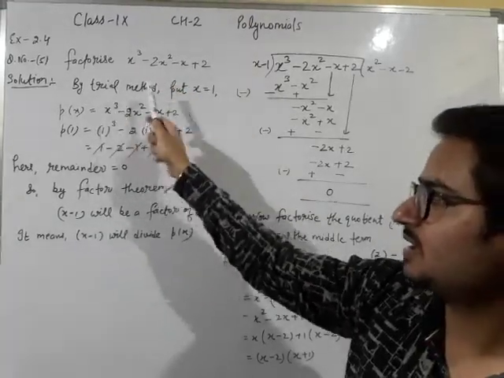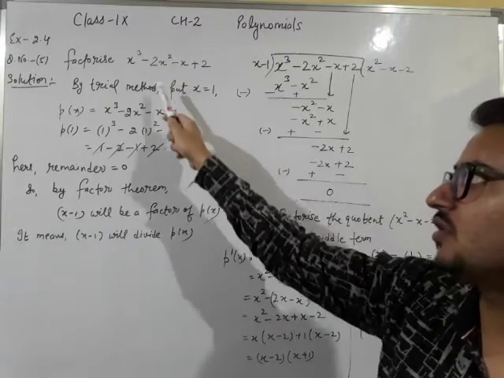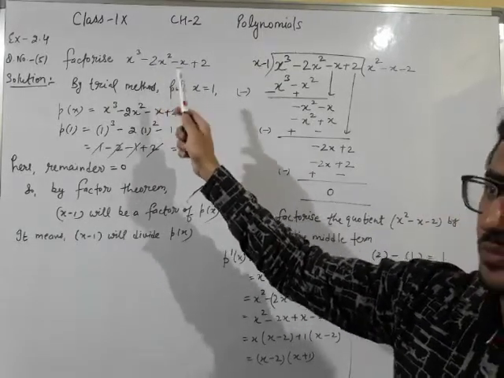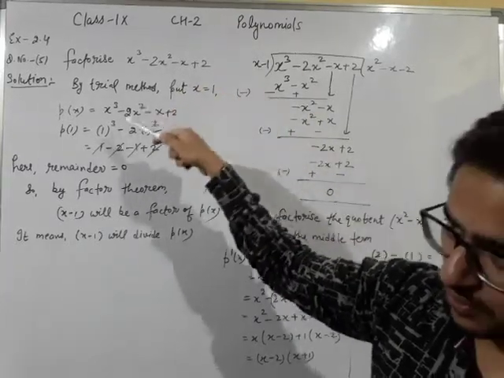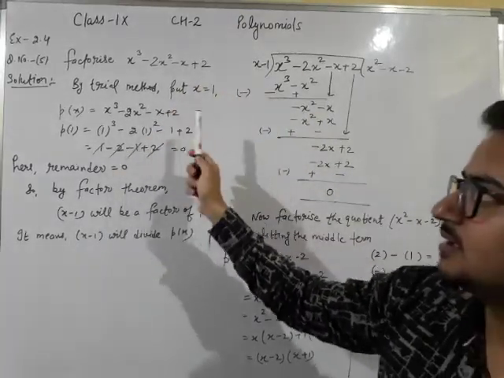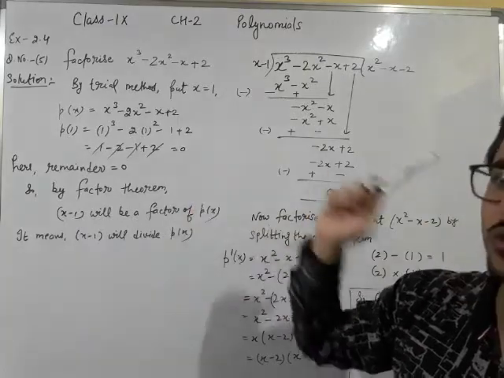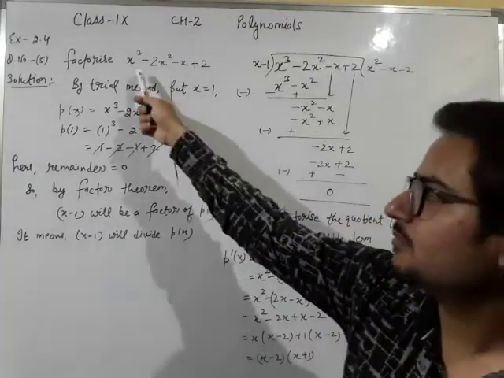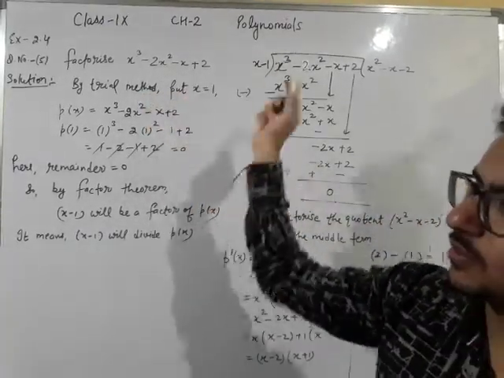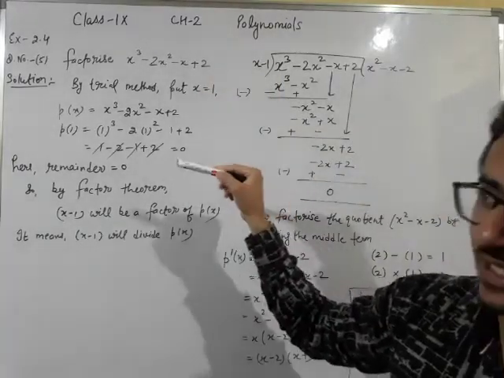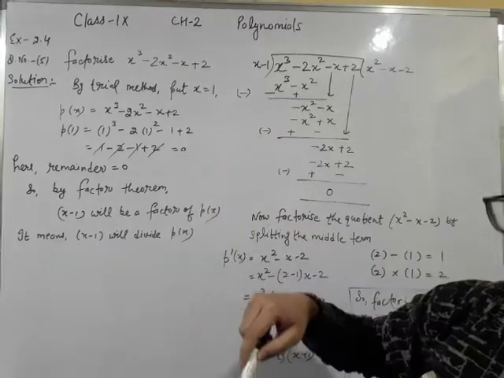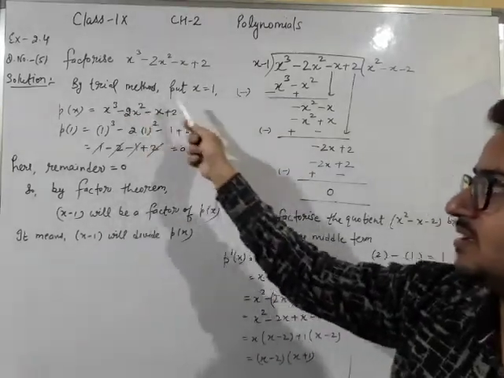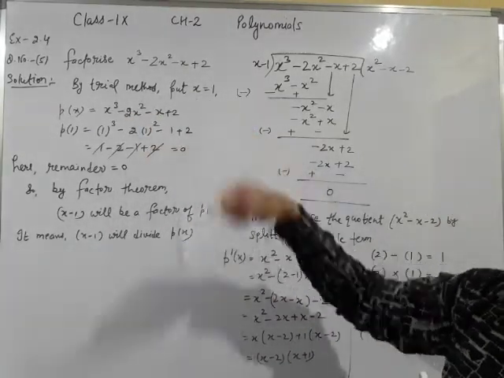First of all, by trial method, we will put some values of x. We keep on putting values of x till we find the value 0. In the given polynomial we will keep putting any integer values of x until its value becomes 0. So by trial method we have put x is equal to 1.